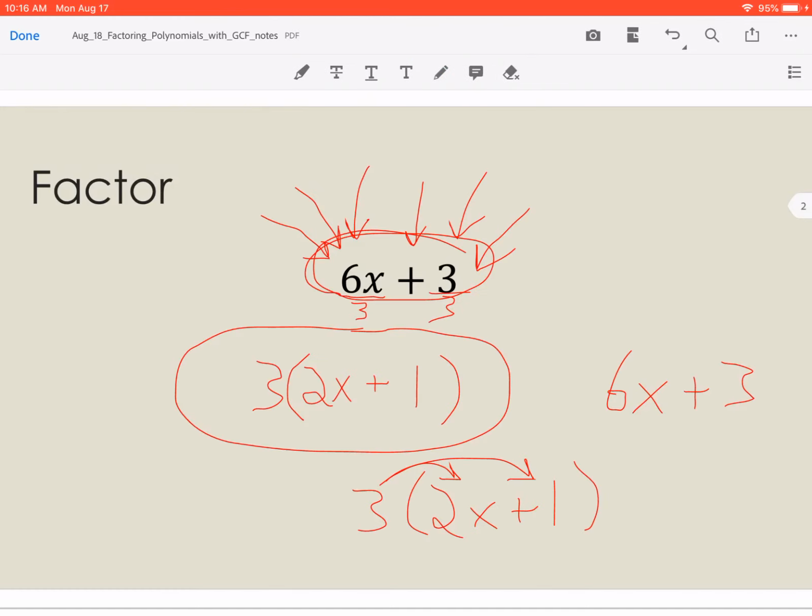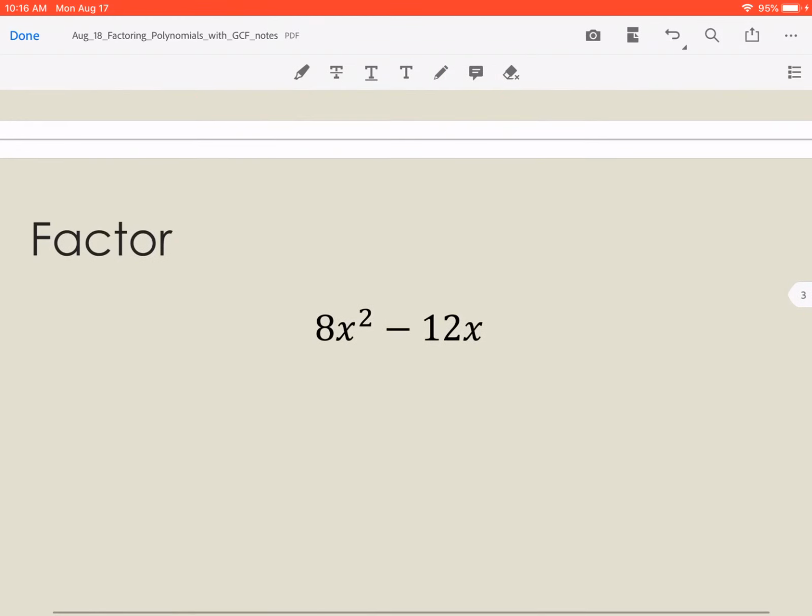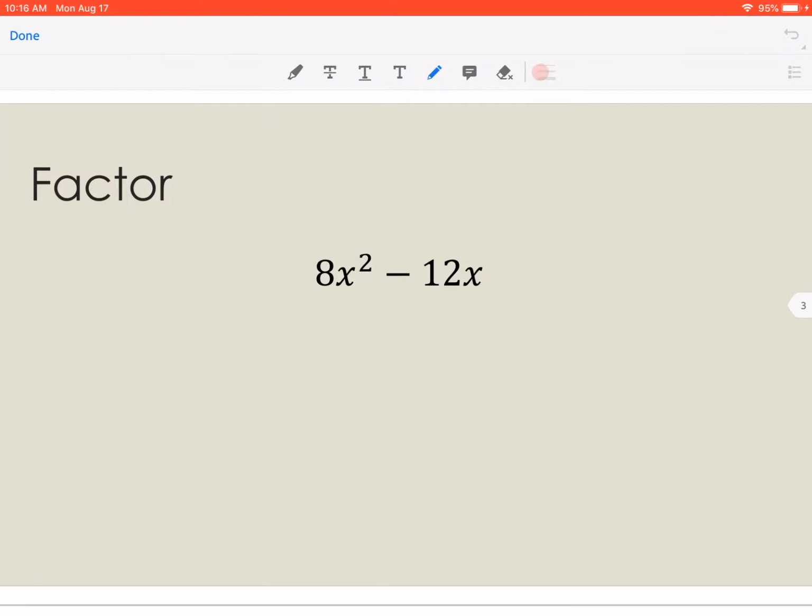All right? Next example, again, it's another binomial, but this one has some letters that they have in common. So I'm basically finding the GCF, or greatest common factor, of 8 and 12. What's the highest number that goes into 8 and 12? Well, that should be 4, so I'm going to pull a 4 out, definitely.